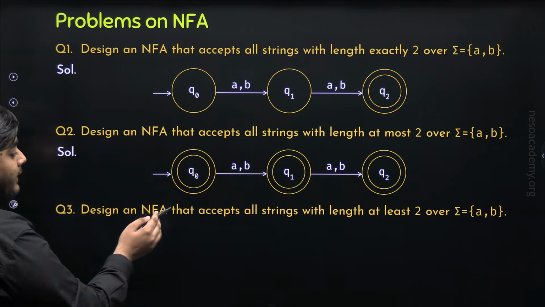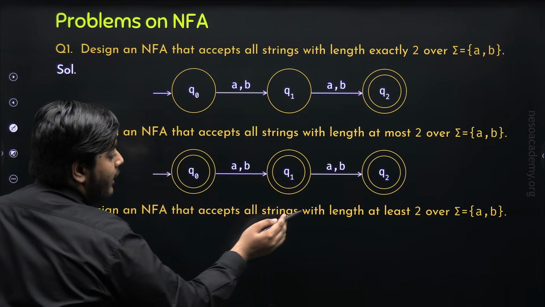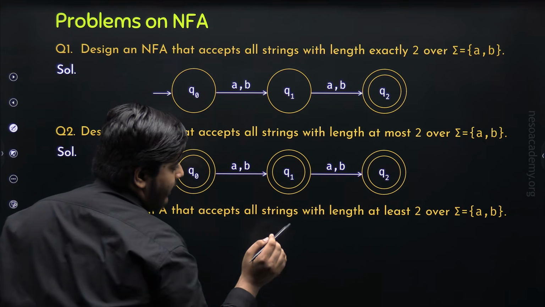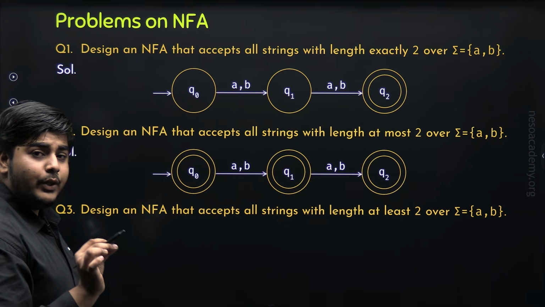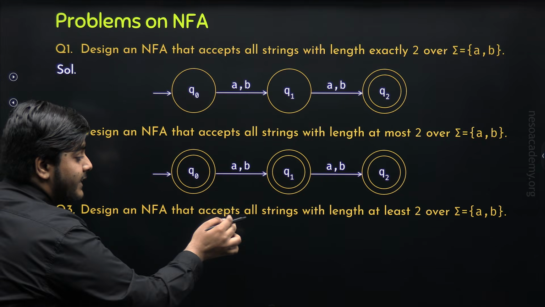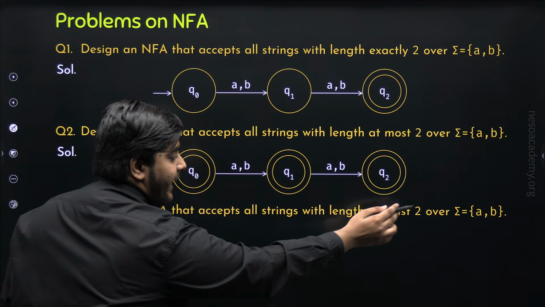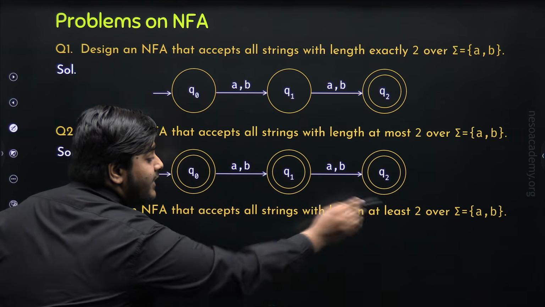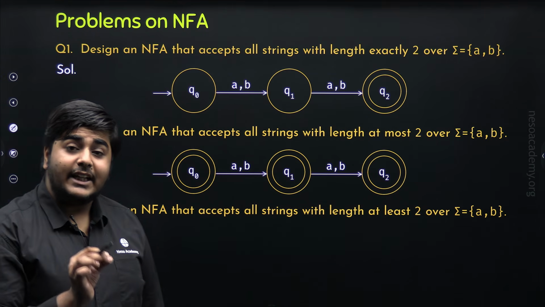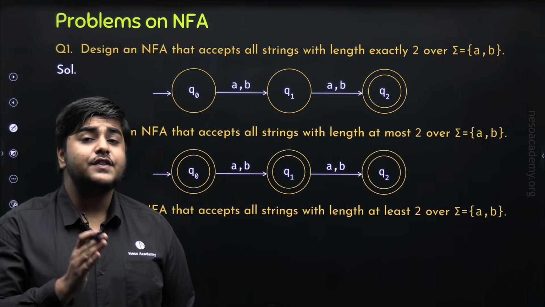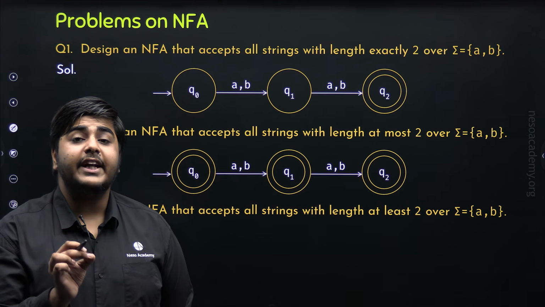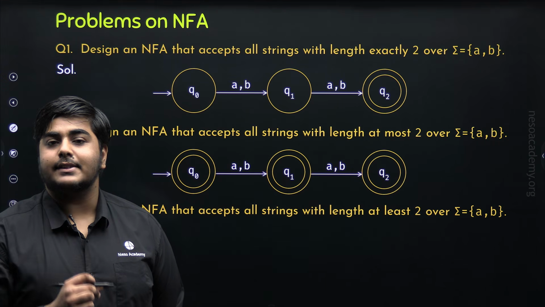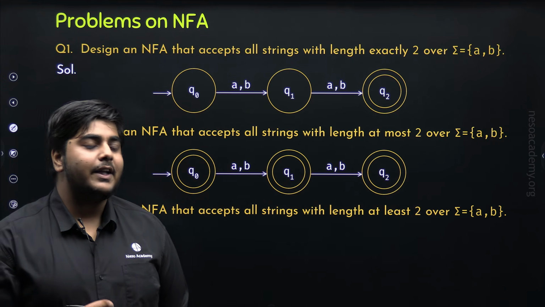Design an NFA that accepts all the strings with length at least 2 over the alphabet {a, b}, which means you are required to construct an NFA that will accept all the strings made up of a's and b's such that the length of the string is at least 2. Length at least 2 means that the number of symbols in the string should be greater than or equal to 2. The number of symbols in the string should not be less than 2. Let's start designing our NFA.